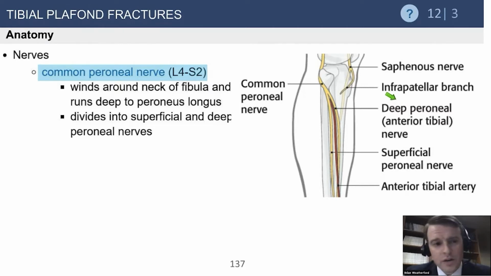We're going to see later in the talk, both of these are at risk during surgical exposures of the distal tibia.